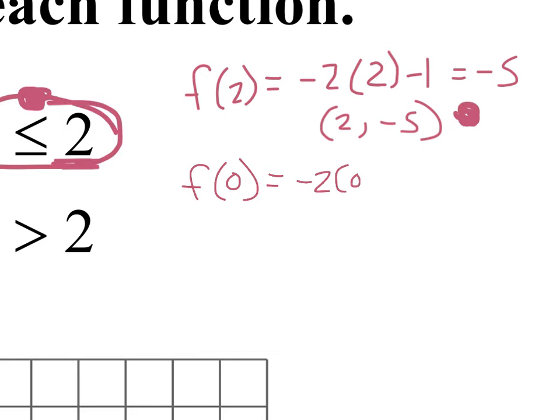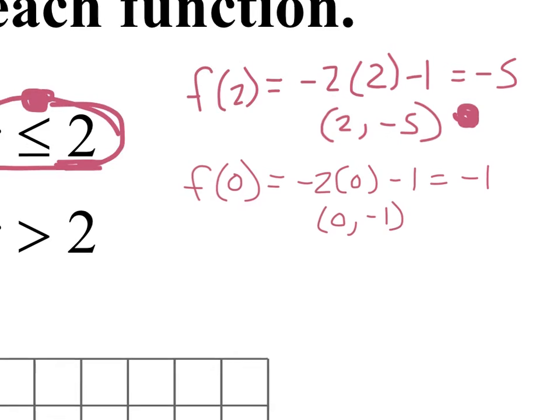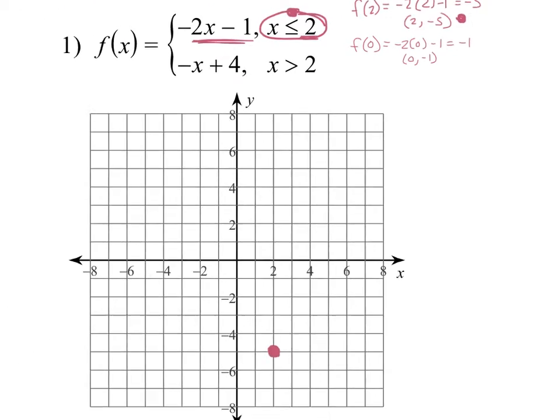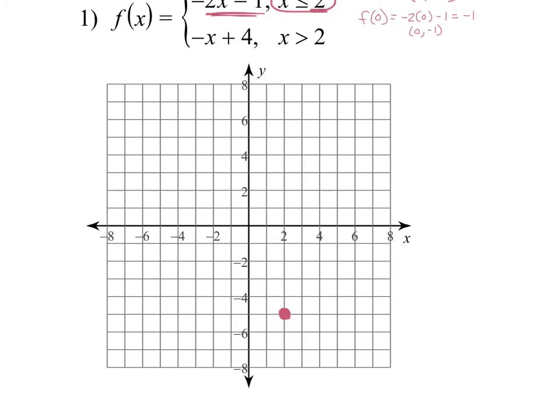So we have -2 times 0 minus 1, which gives us 0 minus 1, so -1. So our next point is (0, -1). So we're going to go to our graph. We stay at 0 and go down 1. So our graph is going to go in this direction. Any questions so far?